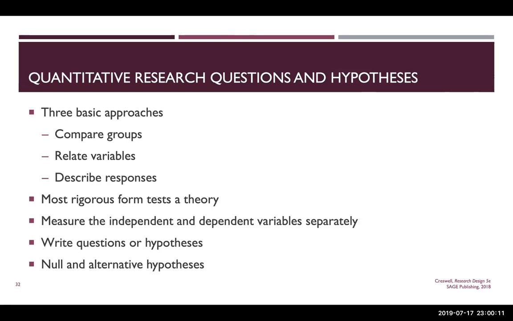And we have to have a way to measure our independent or dependent variables separately so that we have a way to quantify those things. And we'll write our questions, our hypothesis. We also will have a null and possibly alternative or research hypothesis. The null hypothesis is what we actually test. The null hypothesis typically states there's no relationship or there's no difference.